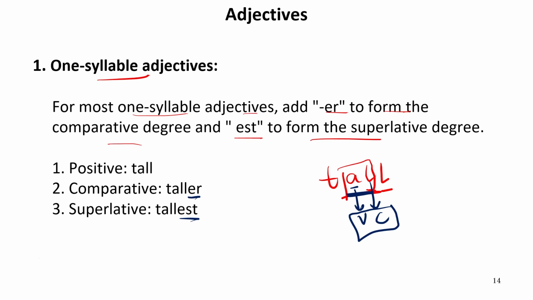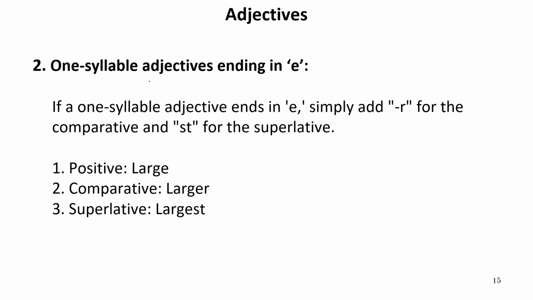Now let us see some more words. One syllable adjectives ending in E. Whenever there is a one syllable adjective which ends with E, what do we do? We simply add R. It means we need not add ER, we just simply put R to that particular word. For example, the positive degree is large. Now because this word is ending with E, we'll just put R to it, or ST to it.